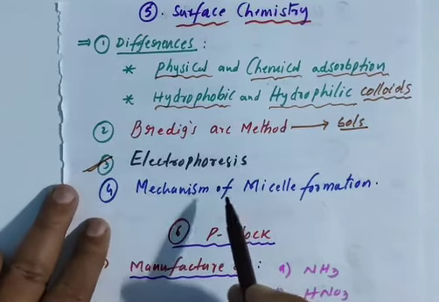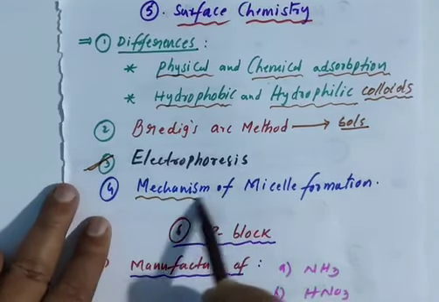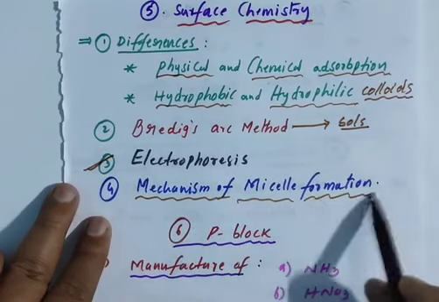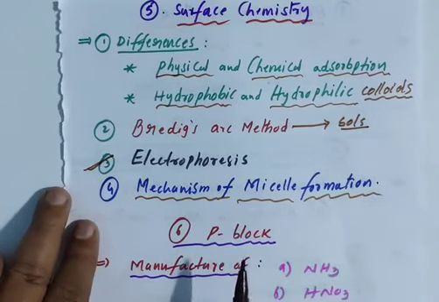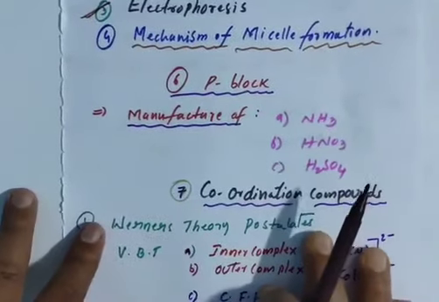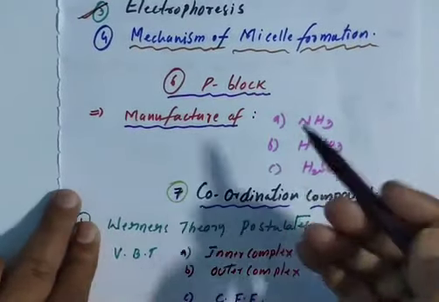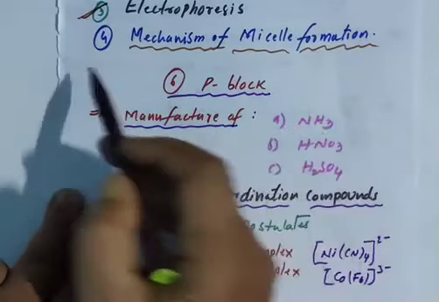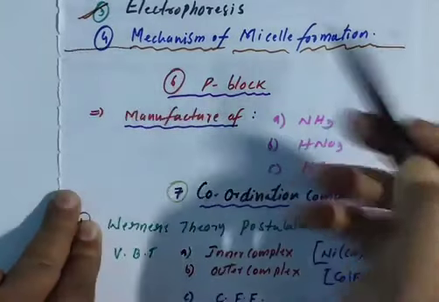And another chance we have is the mechanism of micelle formation. This is another strong area in surface chemistry. And then you go to another most weighted chapter in inorganic. So we completed the physical part here, 5 chapters.